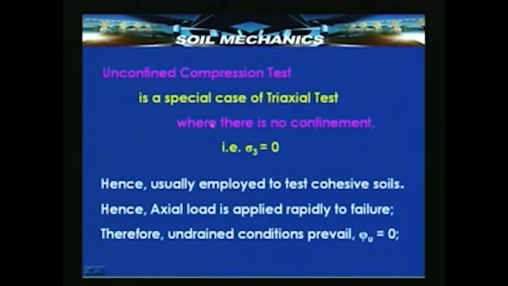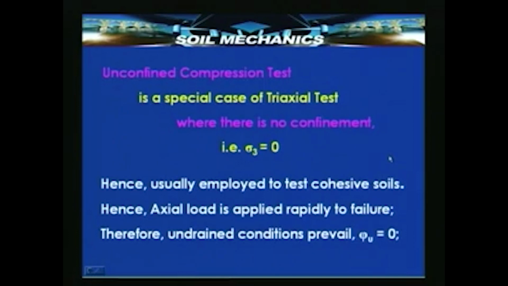See here, an unconfined compression test is a special case of a triaxial test, because the only difference between the two is that in the unconfined compressive strength test sigma 3 is 0. Now, this is usually employed to test cohesive soils. Hence, an axial load is applied rapidly to failure. There is no confining pressure applied at all.